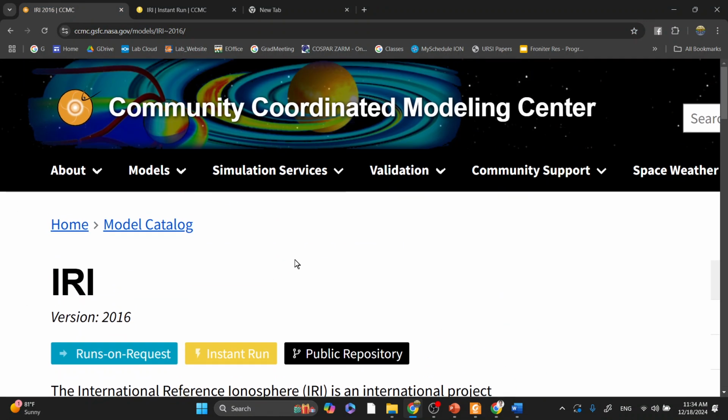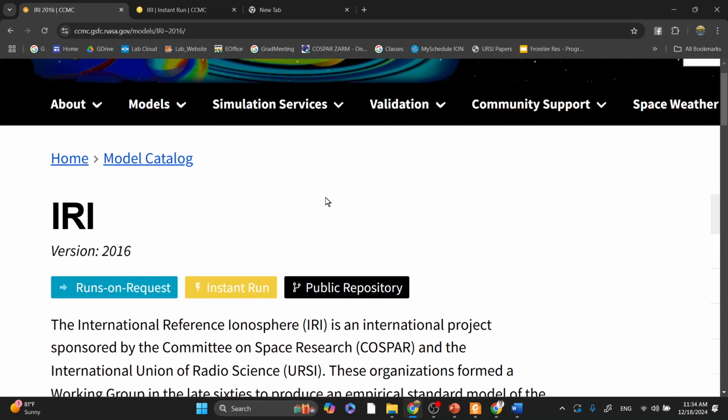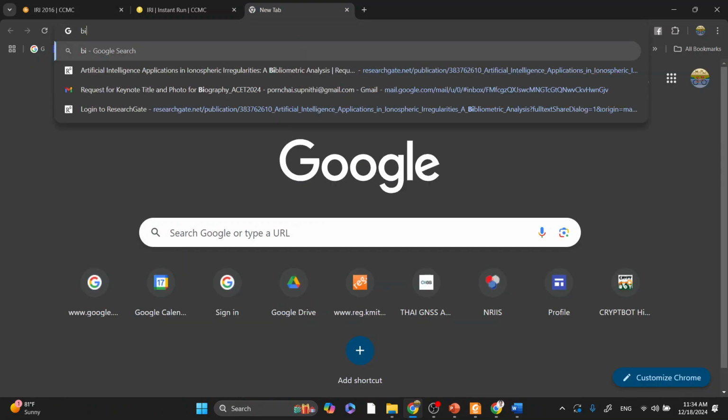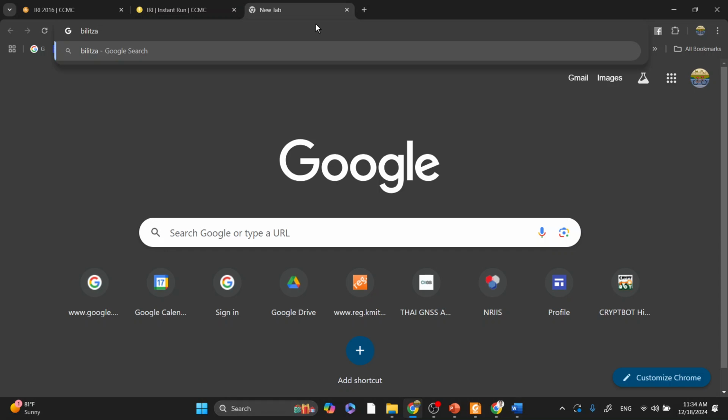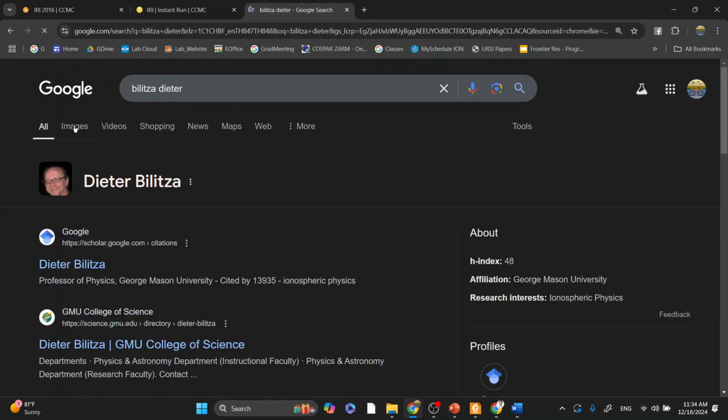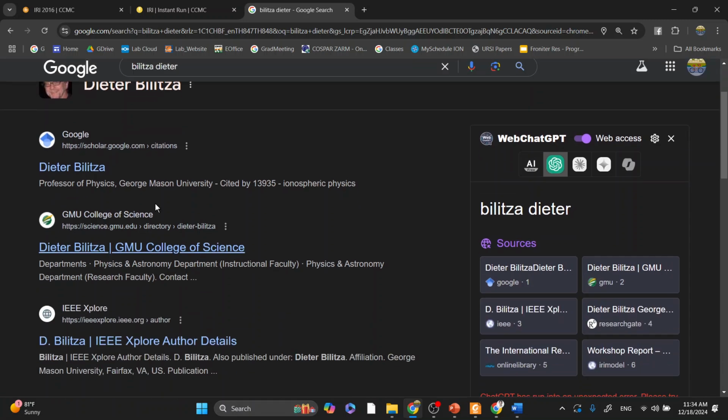Okay, let me tell a story a little bit about this. Previously, the IRI model was joint work between COSPAR and URSI, right? The main professor who studied the IRI model, his name is Bilitza. When we talk about this model or research work, we always have to give credit to earlier people. Professor Dieter Bilitza, okay. He's already quite senior actually, and a very, very nice guy, super nice guy.